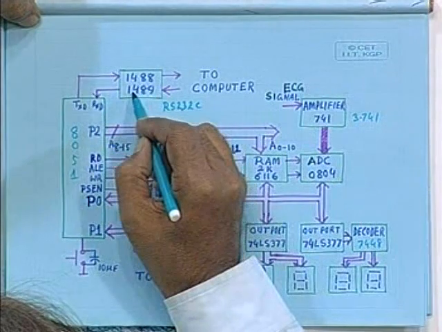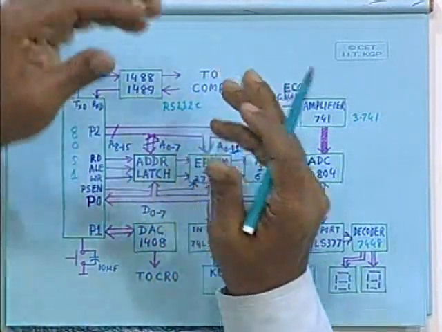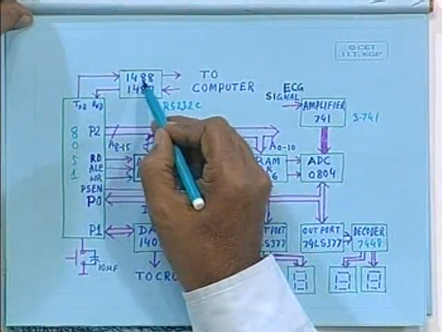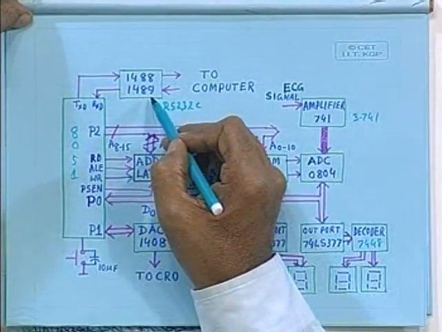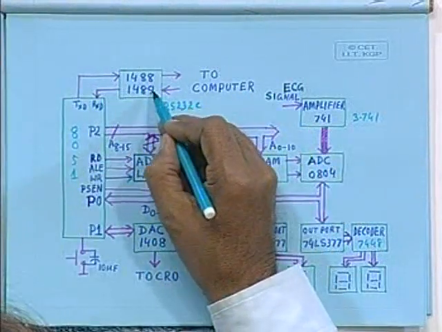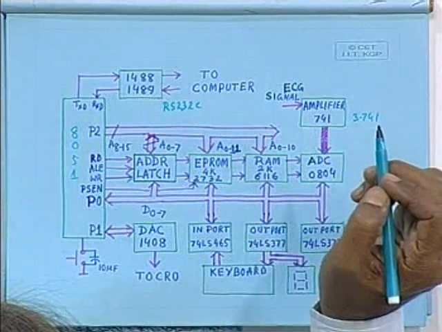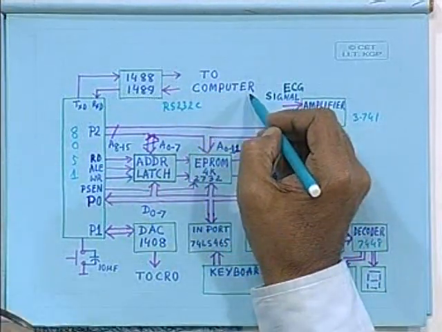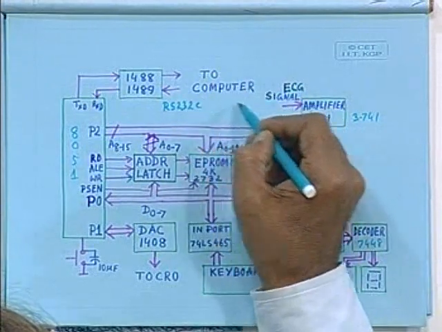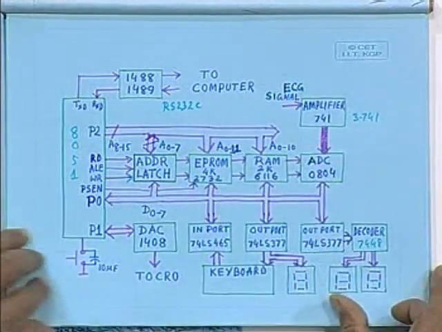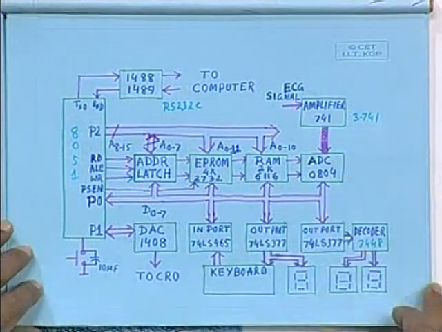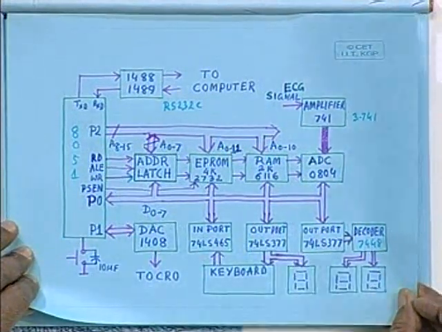These 1488 and 1489, these two are required for level conversion. As you know, RS232C is not TTL compatible. So 1488 and 1489 do the conversion from TTL to RS232 level, and RS232C to TTL level conversion is done with the help of these two ICs. This can be connected either to a computer or a modem for transmission to a remote place. So this is the detailed hardware diagram.